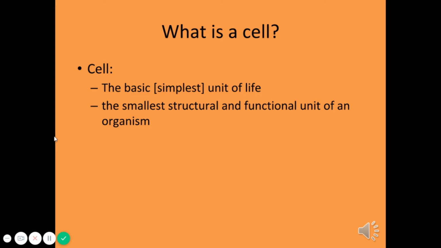So what is the cell? We said before, the cell is the basic or simplest unit of life. And elaborating on that a little bit more, we could say that a cell is the smallest structural and functional unit of an organism. That means basically if you were to take everything from a living organism, the smallest thing that you could still consider to be part of that organism, a living thing, would be a cell.